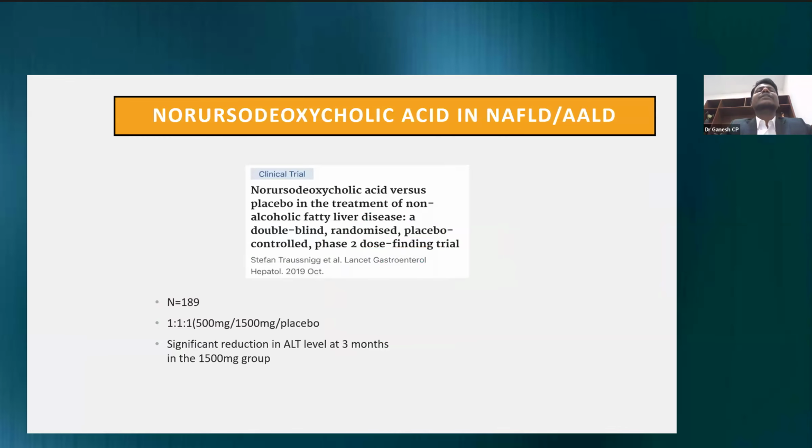So, what are the previous trials which we have regarding NOR-UDCA for treatment of NAFLD and AALD? There is a trial which was done in the year 2019 initially. They showed significant reduction in ALT at the end of 3 months. As I said previously also, this drug has been shown to reduce ALT, but there is no strong data to suggest reduction of fibrosis or steatohepatitis, and we don't have any biopsy proven study for this drug.